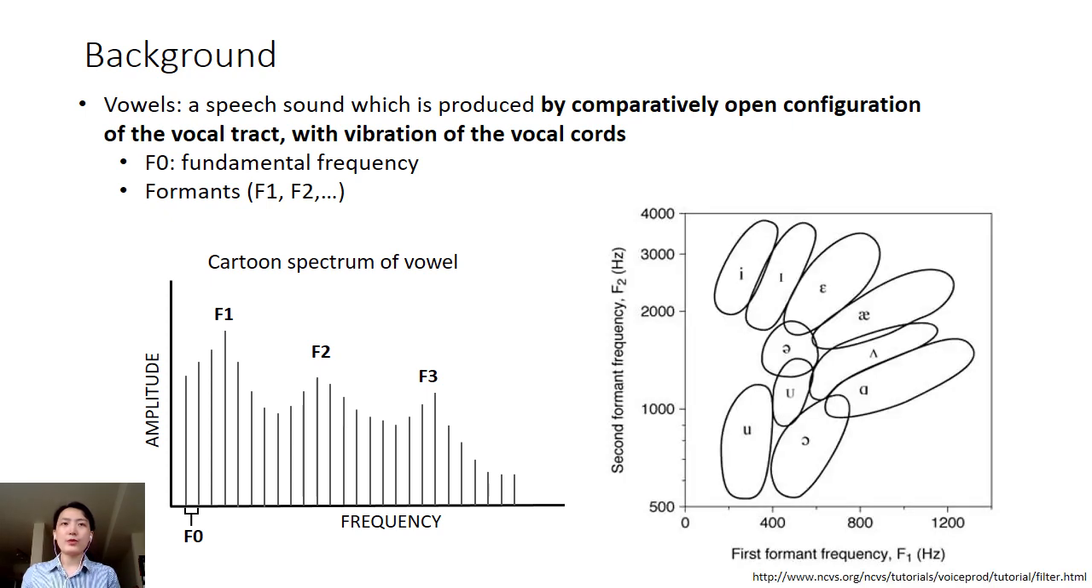Here's an example vowel space. The X-axis is F1 and the Y-axis is F2. You can see that each vowel has a focus mapping on the space. Note that the vowel spaces can vary across listeners and with context, such as F0.